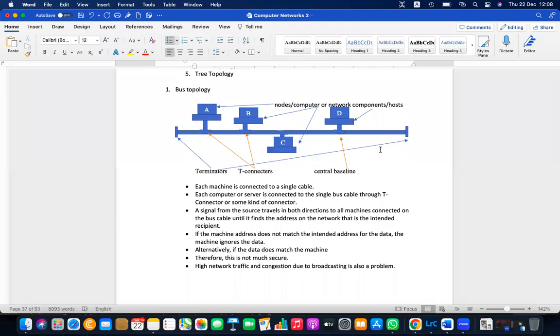But due to this multiple access, there is a potential for collisions. There are situations where collisions can occur. Collisions mean, say, A is sending data to D and C is sending data to B at the same time. The data in the middle can mix, accidents can happen. So that we discuss in the logical topology.